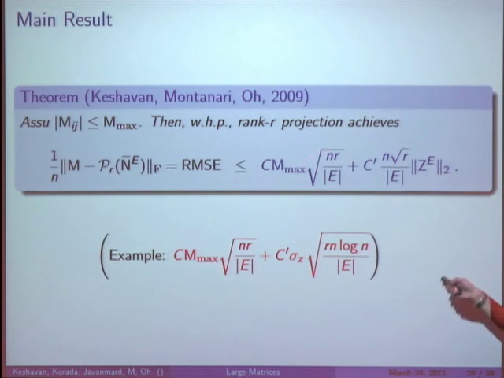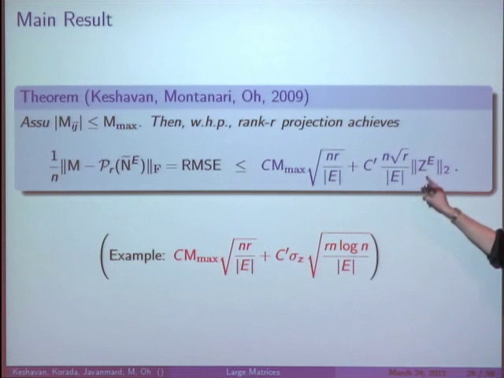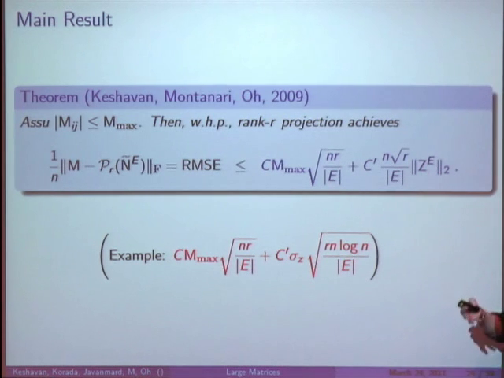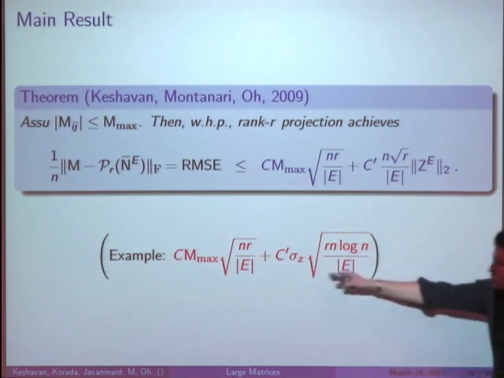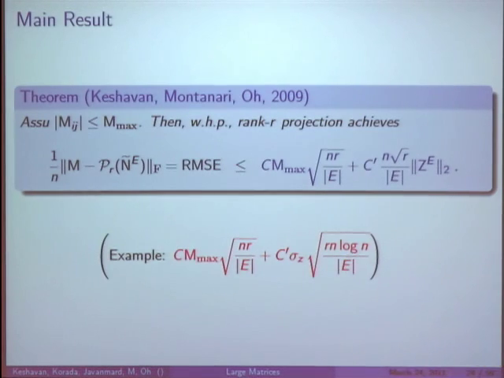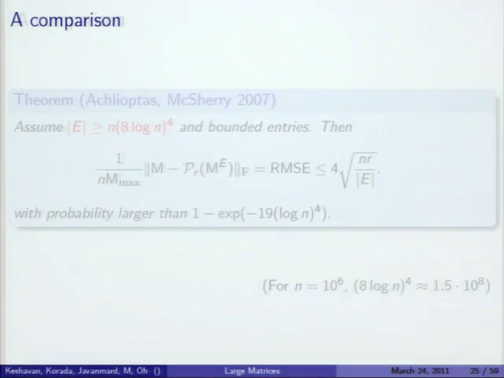This is the correct behavior: the size of the maximum entry, times the square root of the number of degrees of freedom divided by the number of observations. And then there is a term that has to do with the noise. What matters in the noise here is the operator norm of the observed noise, so just the sparsified noise matrix. These two terms are roughly of the same size in my running example.